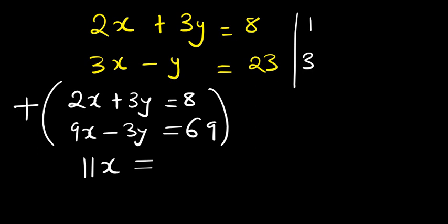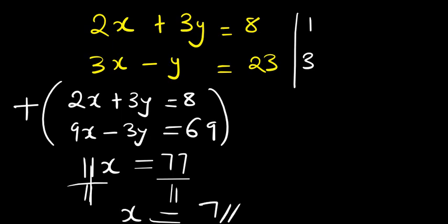What am I going to have? 77. Okay, then I'm going to divide by 11 on both sides. My x therefore is going to be 77 divided by 11. That will give me a 7. So we found the value of x to be 7.